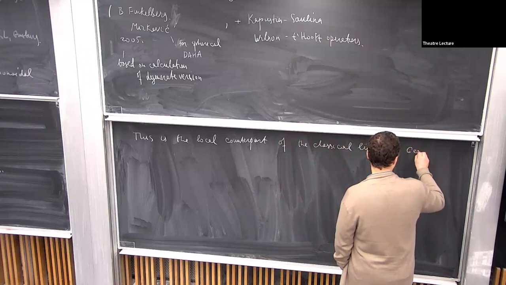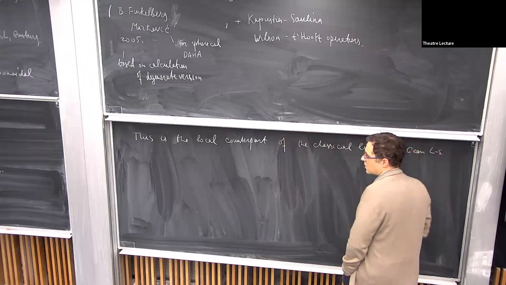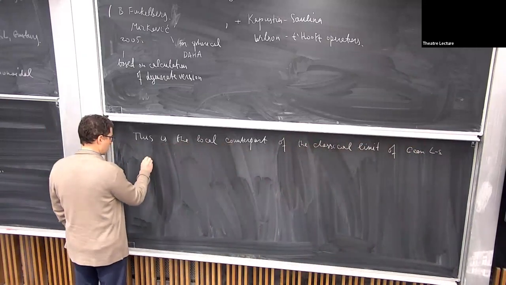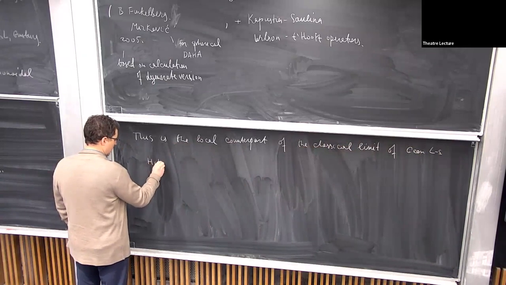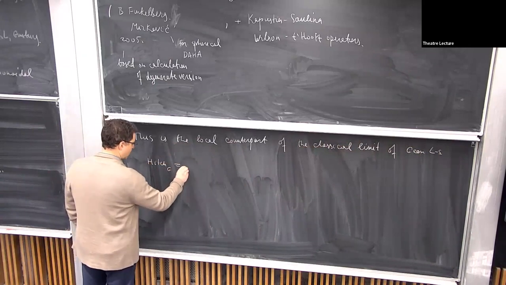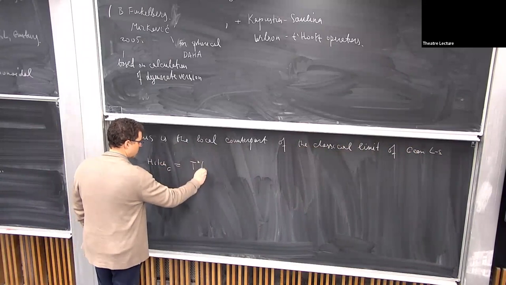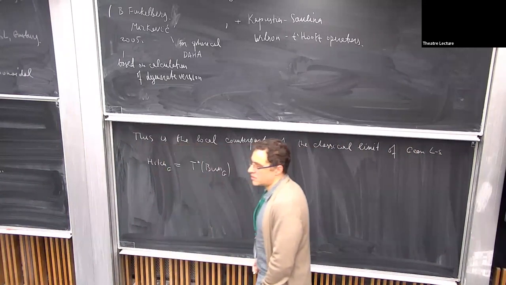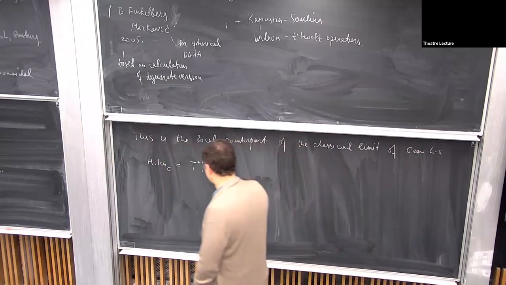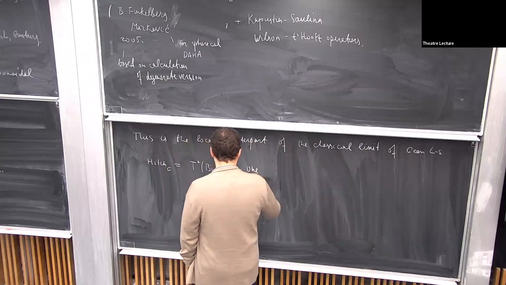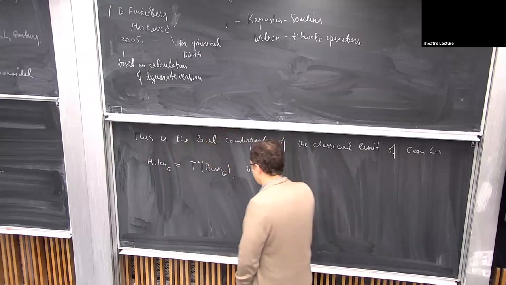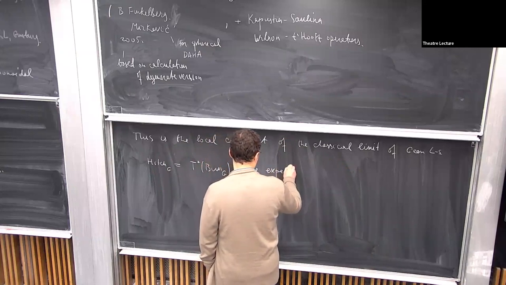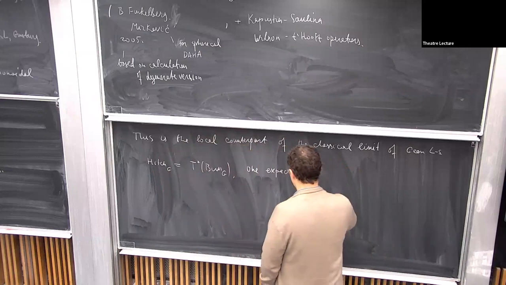Or generic orbits. So by which I mean, if we consider the Hecke space, we think of it as a stack, just T star G. Then famously, this is the total space of the Hecke integrable system. And one expects a sort of an equivalence.